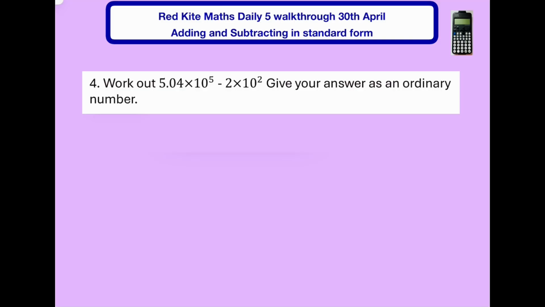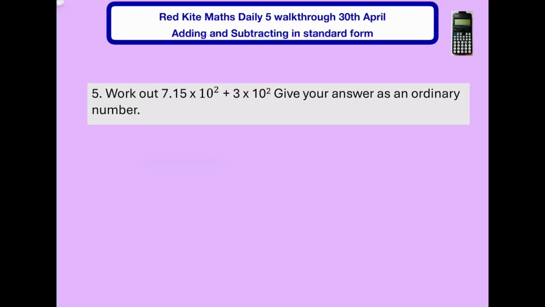Work out 5.04 × 10^5 take away 2 × 10^2, give your answer as an ordinary number. Okay, so we don't have to do the last step. We don't have to pop it into standard form. So if we put all of that into our calculator, we will get this answer, and you don't have to do anything else because that is your ordinary number. We don't have to convert it.